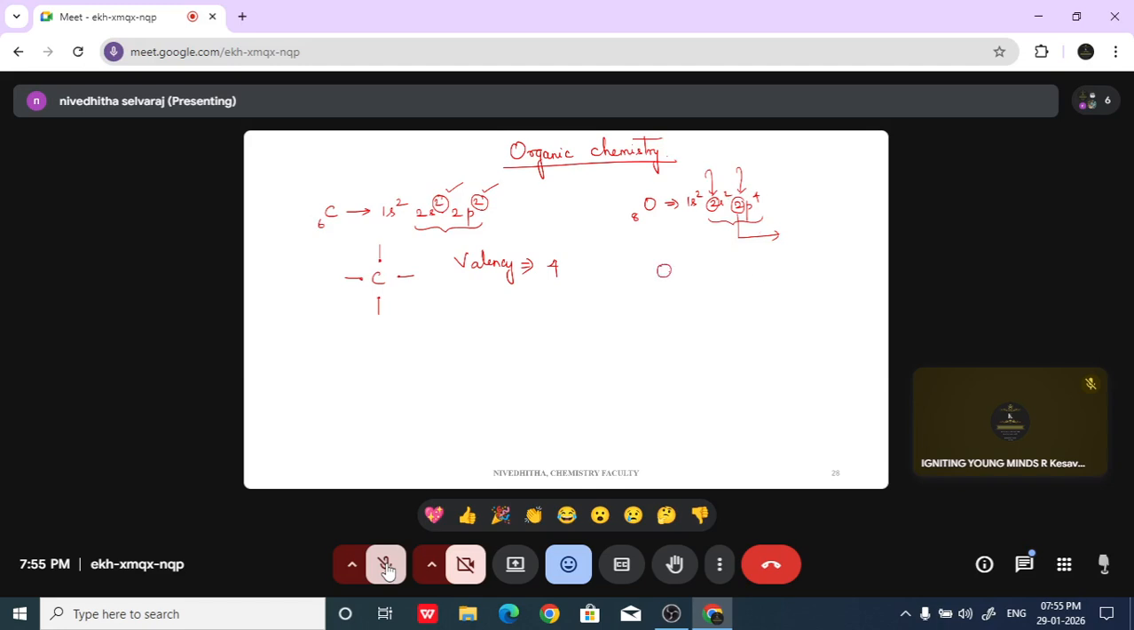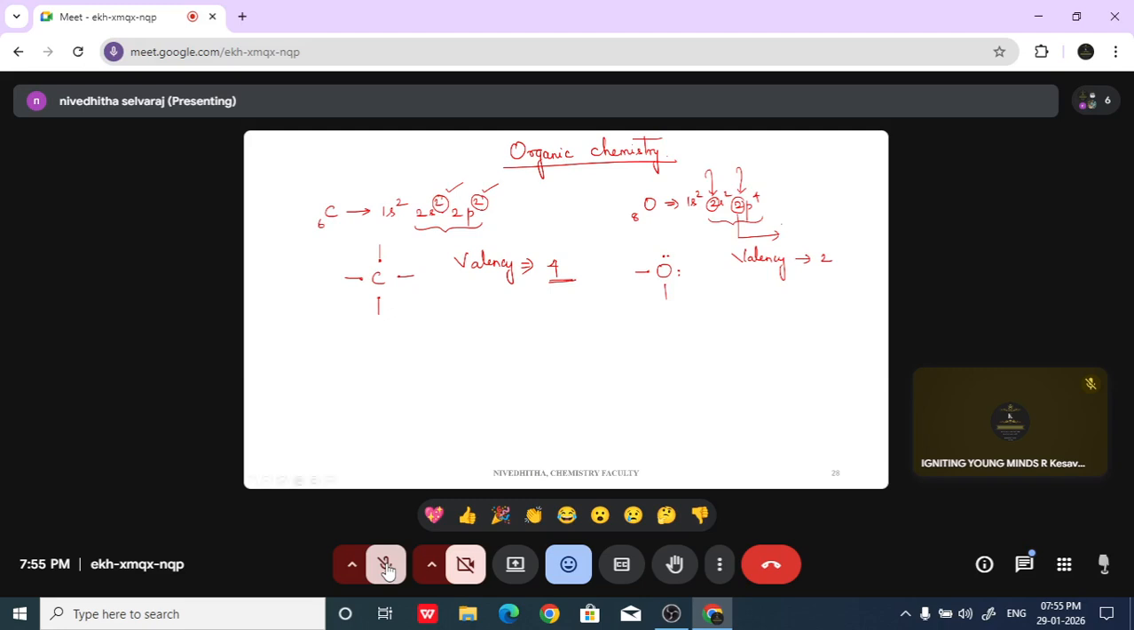So I'm going to distribute all 6 electrons around this oxygen atom. 1, 2, 3, 4. Now one cycle was over, right? So 5 and 6. That's it. So how many unpaired electrons do we have? Only 2. So basically oxygen can form only 2 chemical bonds. So the valency of oxygen is 2 and the valency of carbon is 4.